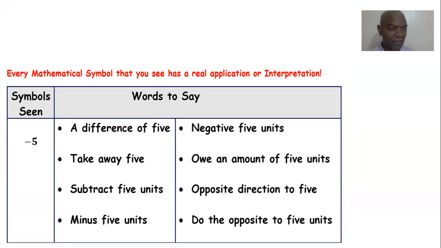Again, just remember, every mathematical symbol that you see has a real application or interpretation. So for example, you may see this, and you may wonder what to say. Negative 5 units, that's very common. Subtract 5 units. A difference of 5, take away 5, or an amount of 5. Opposite direction to 5, do the opposite of 5, minus 5. All that you can say for this simple dash that you see. So it's not just negative 5 alone; get accustomed to seeing those different phrases. All right.